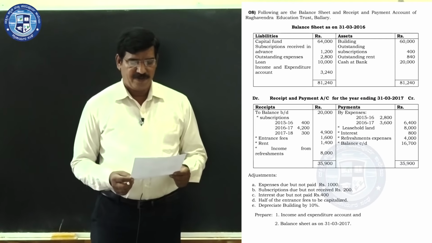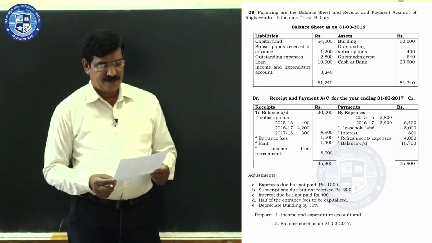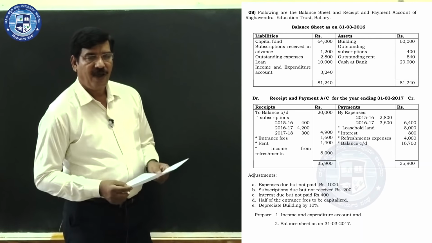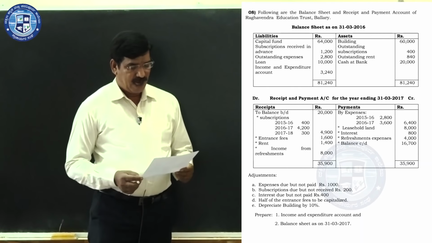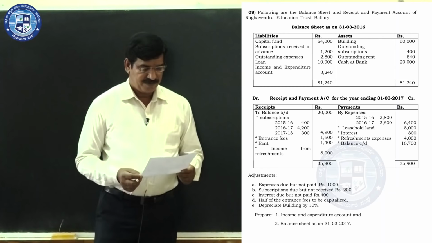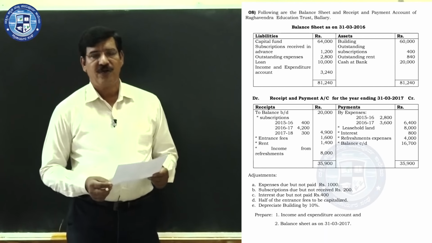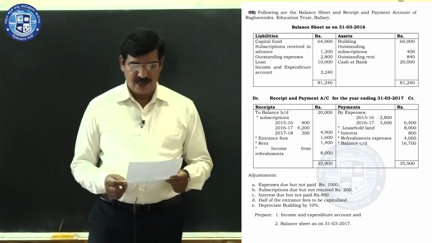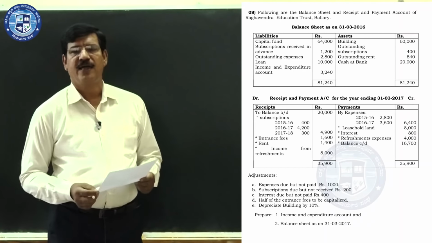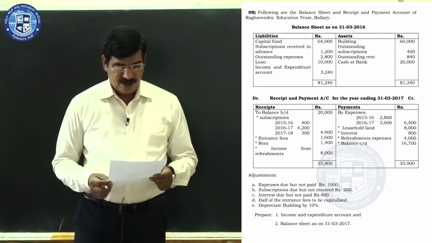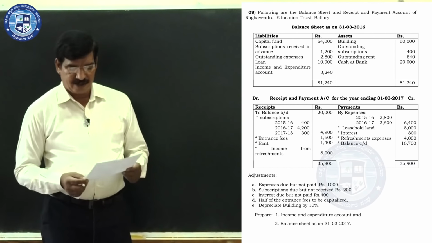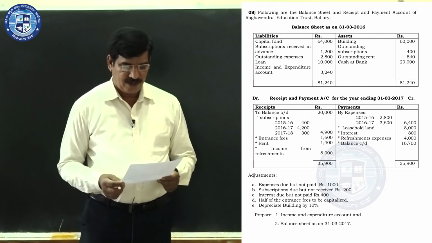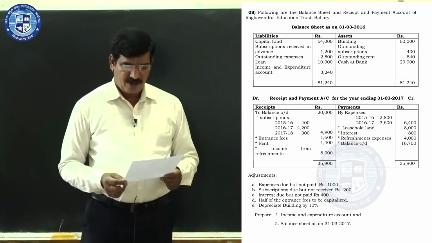Following are the balance sheet and receipts and payments account of Raghavendra Education Trust, Ballari. The opening balance sheet is given: capital fund, subscription received in advance, outstanding expenses, loan, and income and expenditure account. On the asset side it's given: building, outstanding subscription, outstanding rent and cash at bank. Receipts and payments account for the year ending 31st March 2017. To balance brought down is given. It is the opening balance sheet.